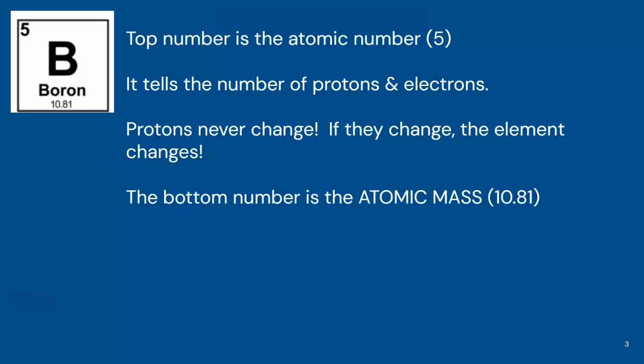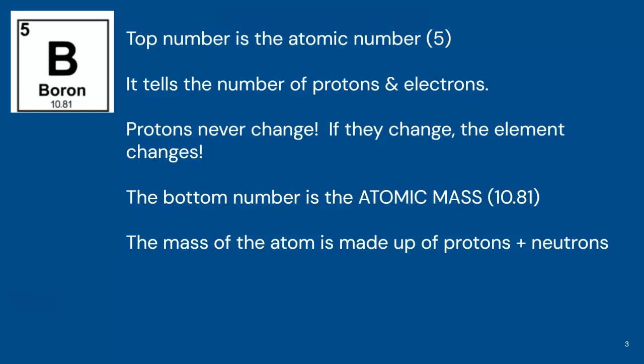The bottom number, in this case for boron, which is 10.81, which we round to 11, is the atomic mass. The atomic mass is made up of the nucleus of the atom, which has our protons and our neutrons. So the atomic mass always tells us how many protons and neutrons. Our atomic number always tells us the number of protons. Now, in another video, if you have to do that remediation, we'll be talking about ions, and some in this video as well. In ions, your electrons sometimes change, but protons never ever change.